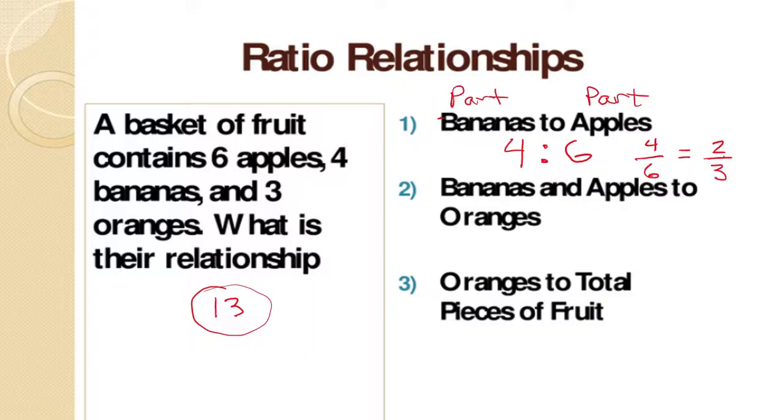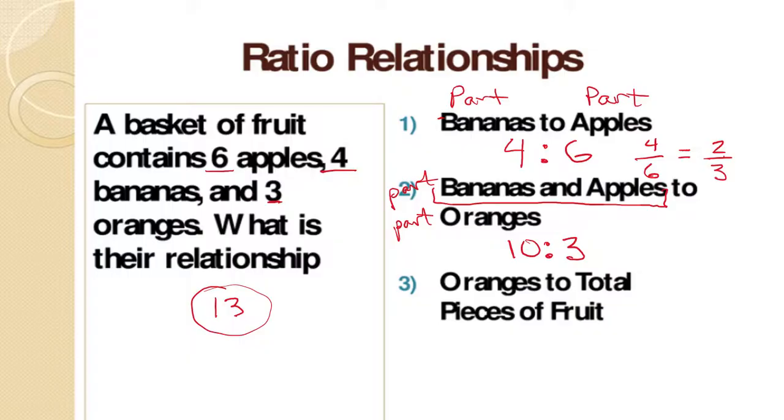The next one we have is bananas and apples to oranges. That's another part to part. Bananas and apples. So we've got 6 apples, 4 bananas. That's 10 bananas and apples. And 3 oranges. That's another part. So 10 to 3. For every 10 bananas or apples, there will be 3 oranges.